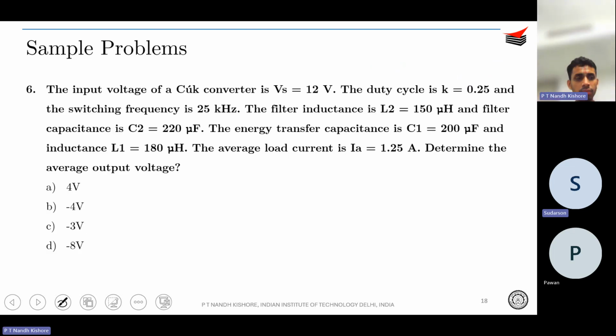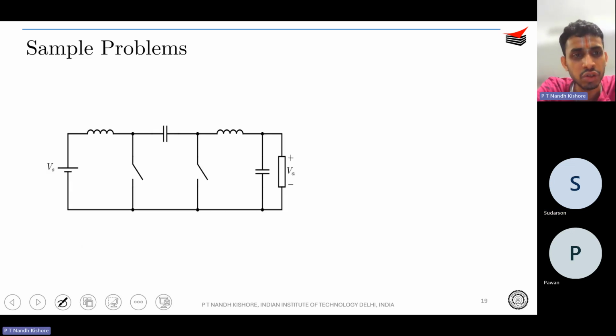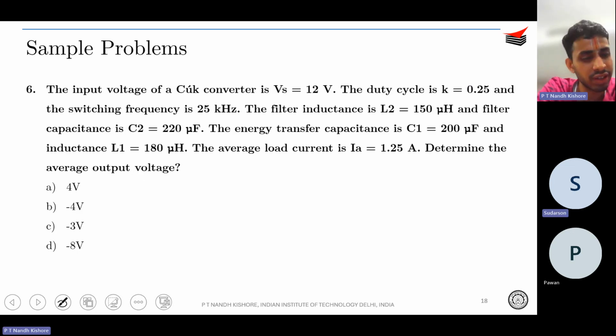So far we just saw the conventional topologies. Now we will go ahead with your Chuk converter. Again, if they have asked something related to the Chuk converter, draw the Chuk converter. That's the first step. The input voltage of the Chuk converter is Vs equal to 12 volts. The duty cycle is 0.25 and the switching frequency is 25 kilohertz. Filter inductance L2 is 150 microhenries.